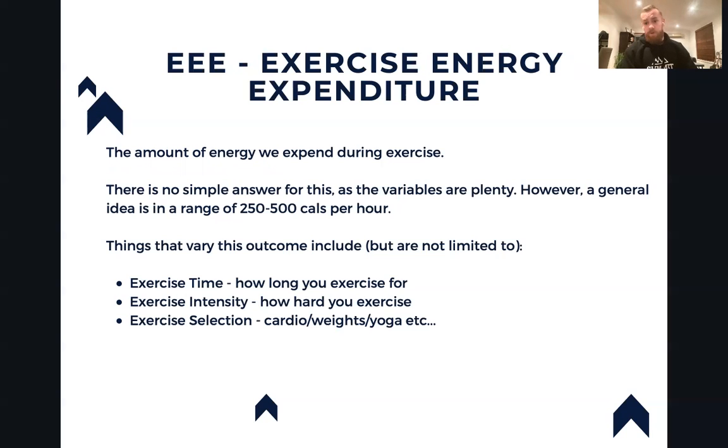Exercise time, so how long you exercise for. Keep in mind that first part there, the general idea of 250 to 500 calories, that's per hour. And that's just a bit of a buffer window, depending on, once again, some of these factors. But keep in mind, if you do half an hour of training, you might only be burning up 100 calories. So how long you exercise for is very important for this one.